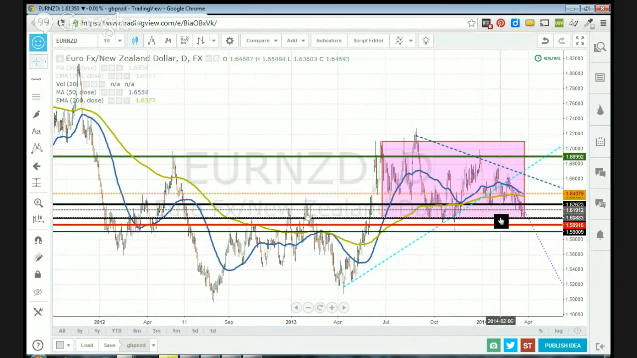This is a support level to enter at, and we will target 68.92. So that's still a pretty nice reward to risk. That's our long Euro Kiwi setup. Okay, we'll come back to placing that on. That's the basic setup. Let's see what else is out there.